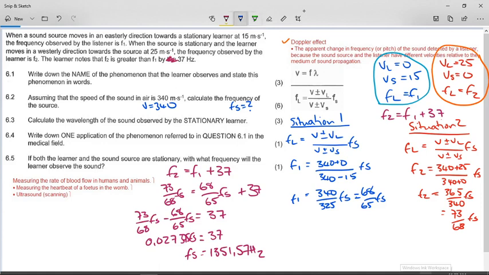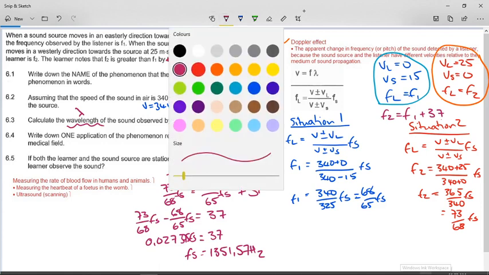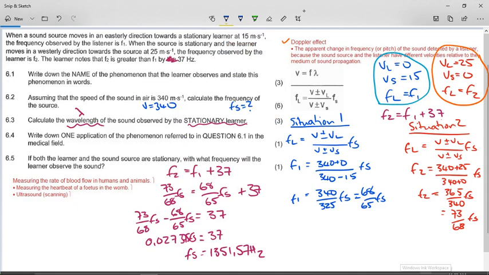Now, it says to you, calculate the wavelength of the sound observed by the stationary listener. Now, if you're in possession of the original memo, it has got the wrong listener. I got the wrong wavelength here, because this question says for the stationary listener. So if the listener is stationary, we actually have to go back to this situation 1 with the stationary listener over here. Okay, and in this situation here, we know that F1 equals 68 over 65 frequency of the source.